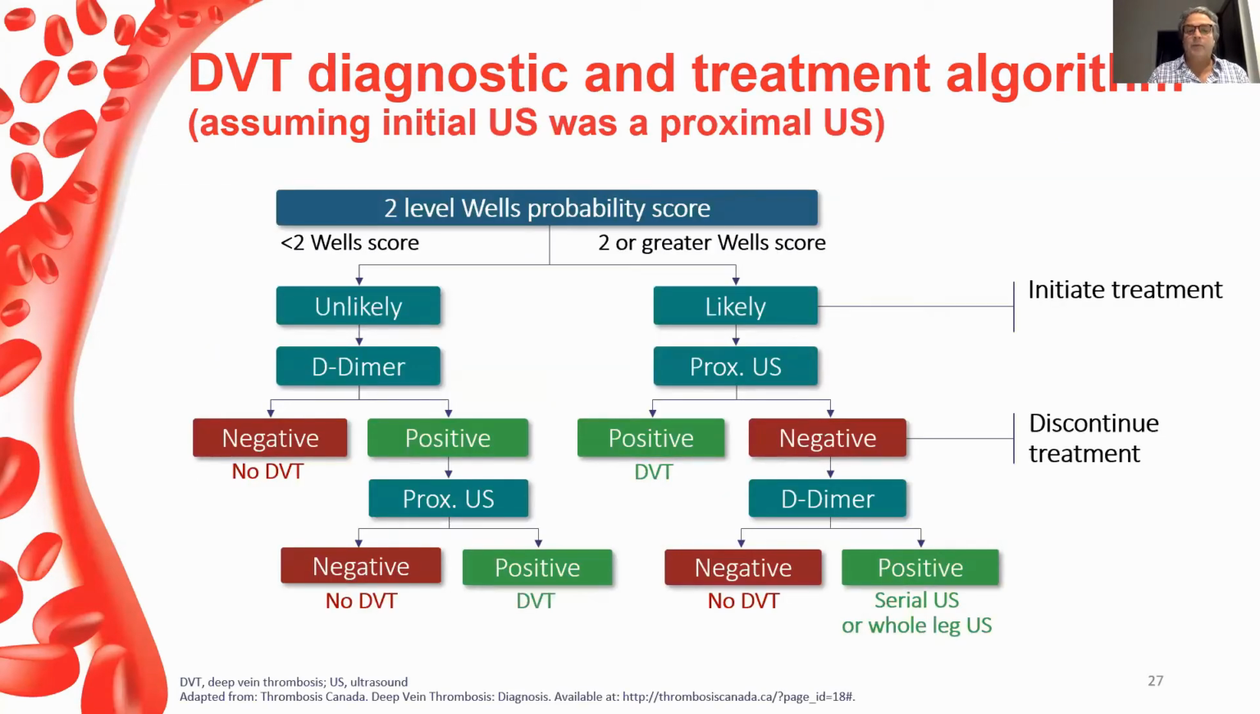So this is the proximal ultrasound algorithm, and look on the right. So you initiate treatment because she had a likely Wells score. If the proximal ultrasound is negative, you do a D-dimer. If the D-dimer is negative, you now do not have a DVT. But if the D-dimer is positive, it doesn't mean she has a DVT, but it means you either need to do a full leg ultrasound or serial ultrasounds. Serial ultrasounds mean you repeat it in 7 to 10 days. But note what I said before, if you can switch to a full leg ultrasound, you don't need to do a D-dimer.